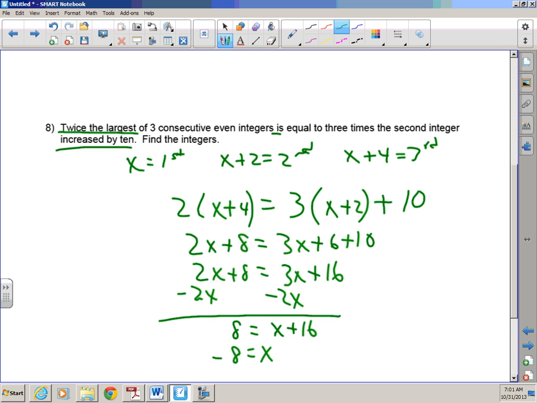Now, your answer is a negative. Well, there's nothing wrong with getting a negative answer to your problem. As long as it doesn't say something like age or something similar, where you can't have a negative, then you don't have any constraints. If it just says integers, integers are positives and negatives. So the first one is -8, -6, and -4. Okay.